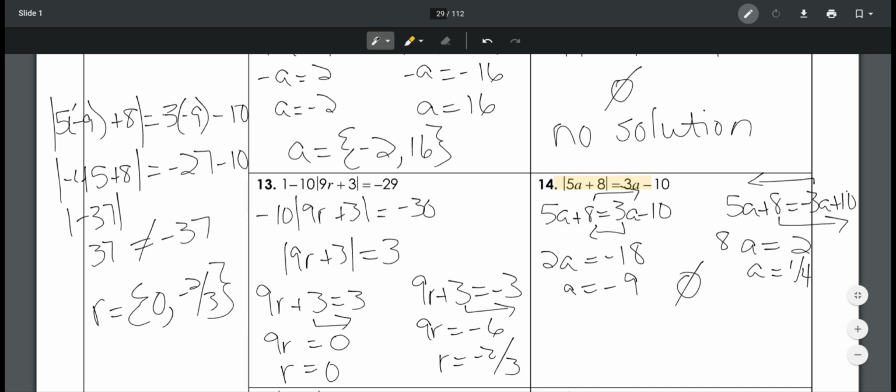A positive 37 and a negative 37 are not equal, so therefore, negative 9 is not a solution to this problem. You will also find that when you plug in positive 1/4, it will not balance the left and the right sides. So I hope this helps you kind of go back over and review your absolute value rules. If you have any questions, please make sure that you contact me.